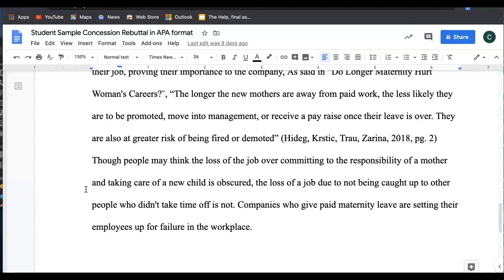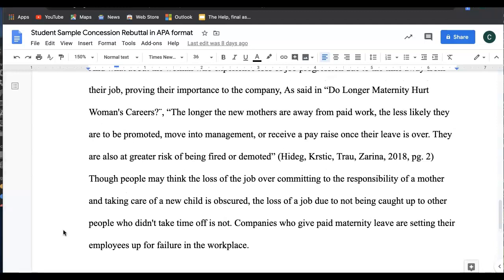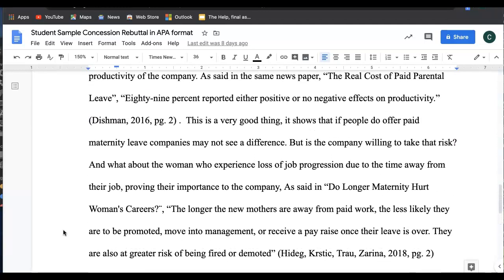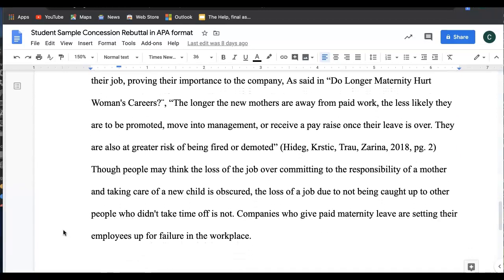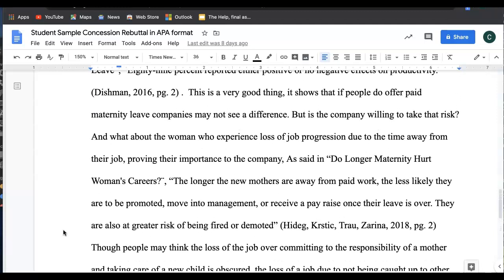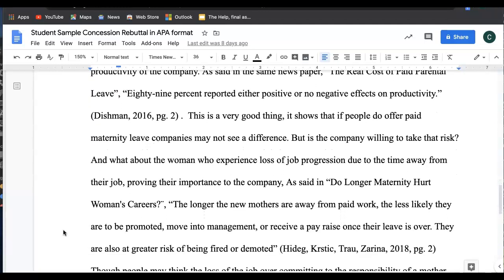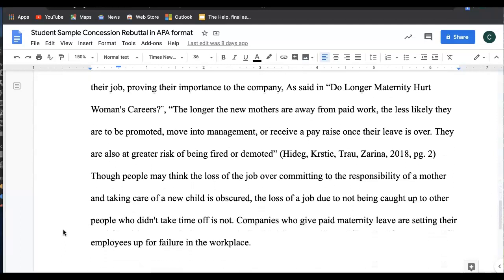It is very important that you take note of not only the structure of the 6 steps and the way that it's executed in this paragraph, but also that this is one paragraph. It is one full paragraph. It's not 2 separate paragraphs where the concession is written in a paragraph and the rebuttal is written in a paragraph, but it is a full paragraph. And remember, this goes after your body paragraphs that have much more evidence that supports your claim.